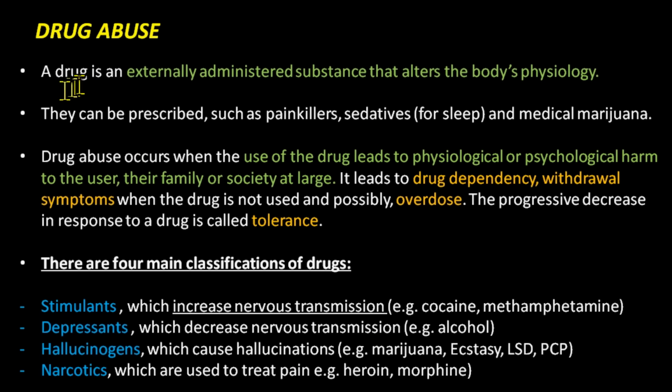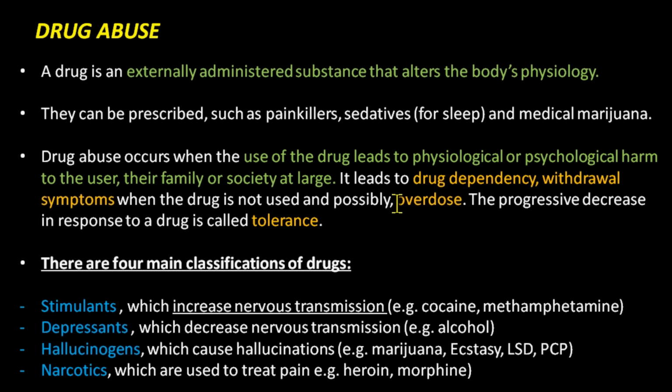Drug abuse. Well, a drug is an externally administered substance that alters the body's physiology. They can be prescribed, such as painkillers, sedatives for sleep, and medical marijuana. But drug abuse occurs when the use of the drug leads to physiological or psychological harm to the user, their family, or society at large.